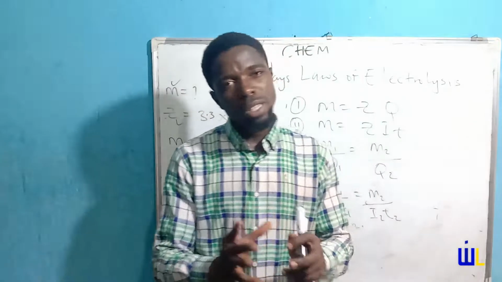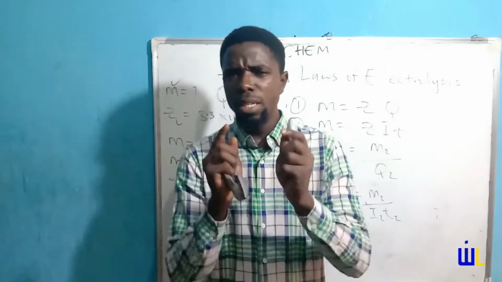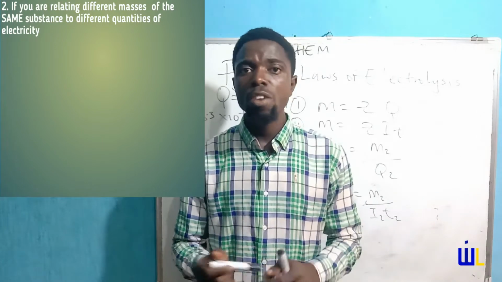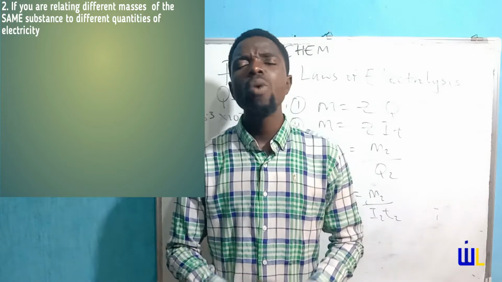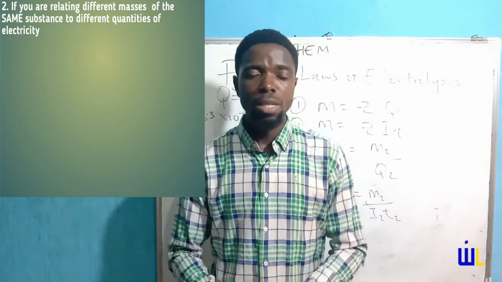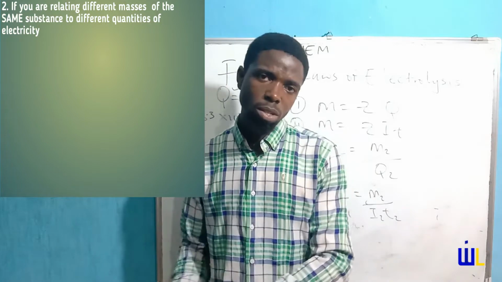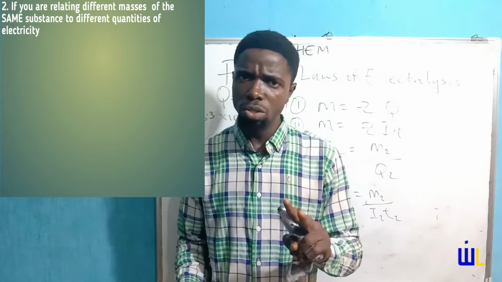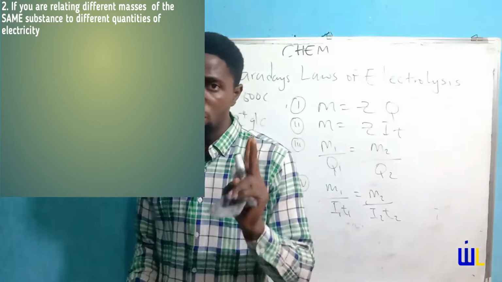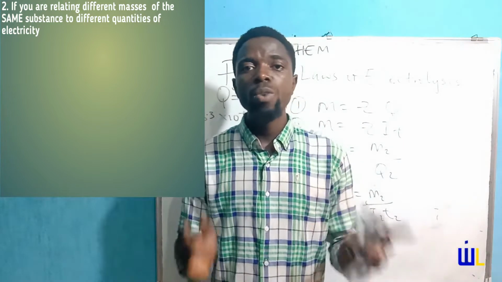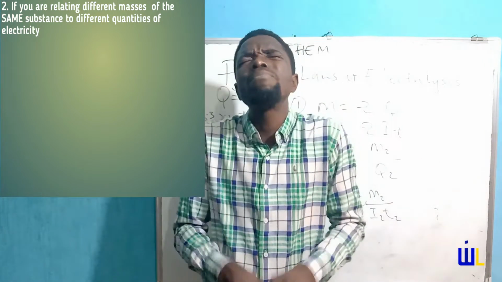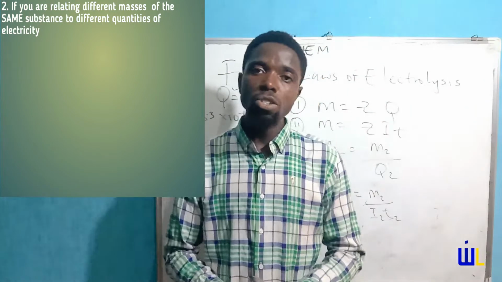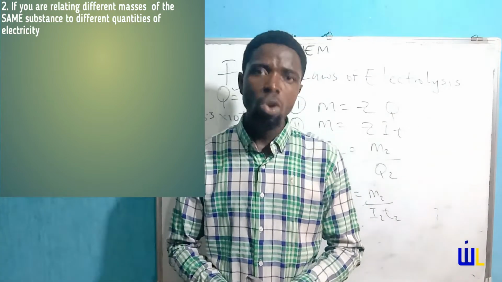So with that said, what is the second thing you need to note? The second thing to note when you are dealing with Faraday's first law, especially with respect to questions: if you have an exam question and you notice that you are relating different masses of the same substances to different quantities of electricity, it implies that you are going to be using Faraday's first law. I take it again, the second condition to use Faraday's first law of electrolysis is the question involves a relation between different masses of the same, emphasis, same substance and different quantities of electricity. The implication is that you're going to have to apply Faraday's first law of electrolysis.